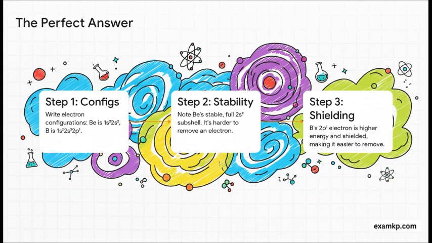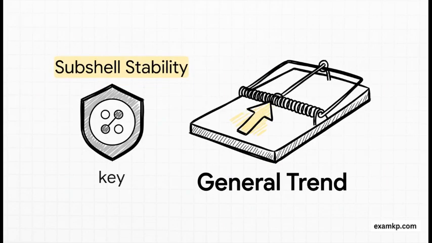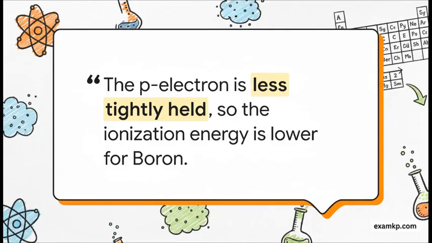And there it is, the trap, laid bare. If you just memorize that ionization energy increases across a period, you would get this question wrong. The key takeaway, the deeper understanding they're looking for, is that the stability of these little subshells can actually override the general trend. So if you had to boil it all down into one perfect sentence for your exam, it's this.